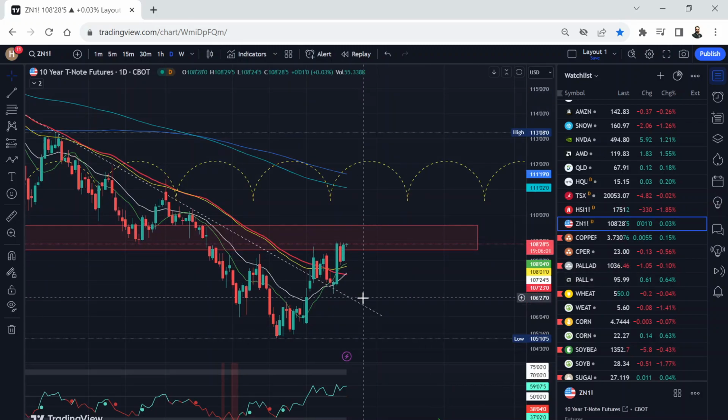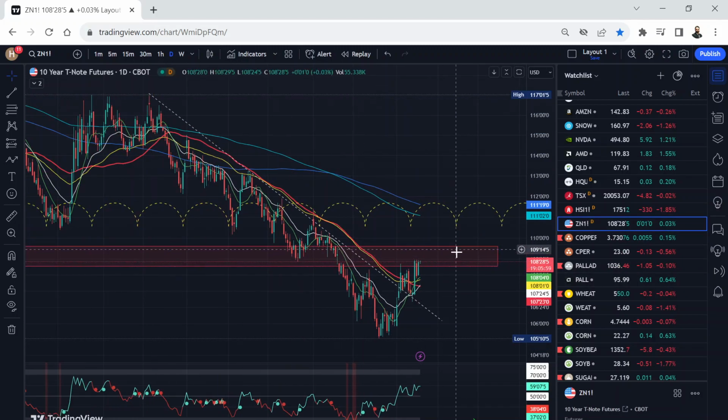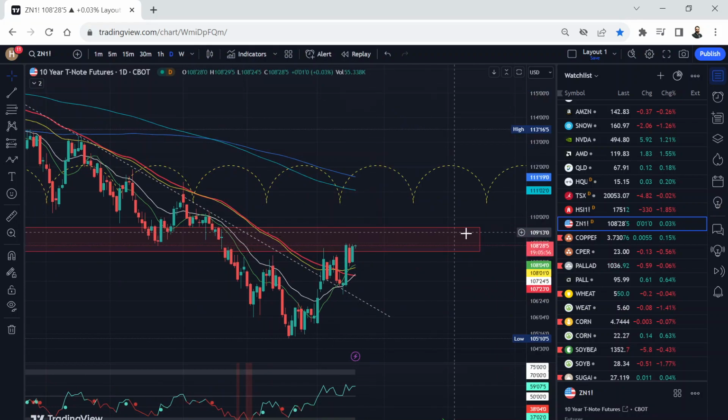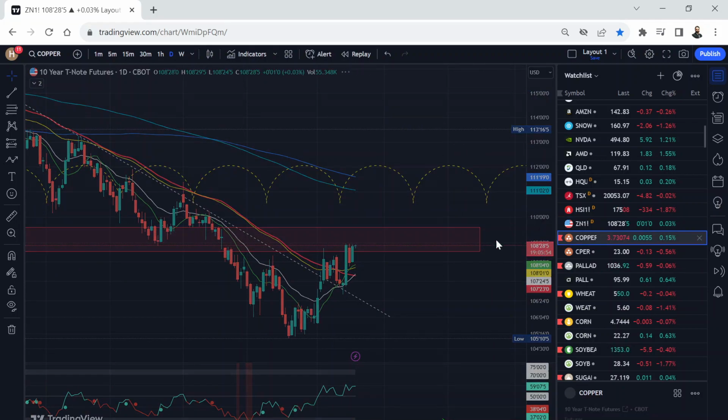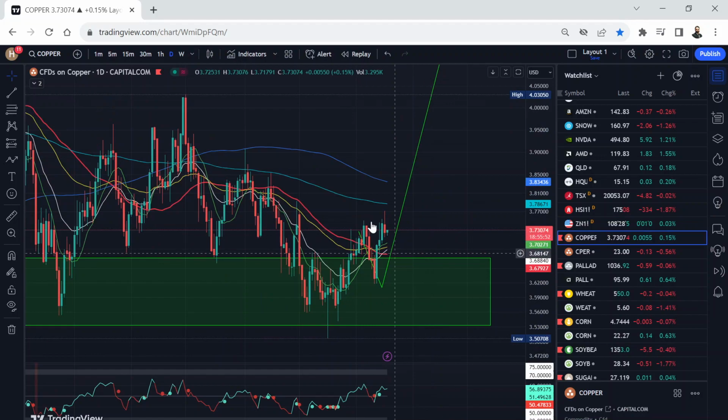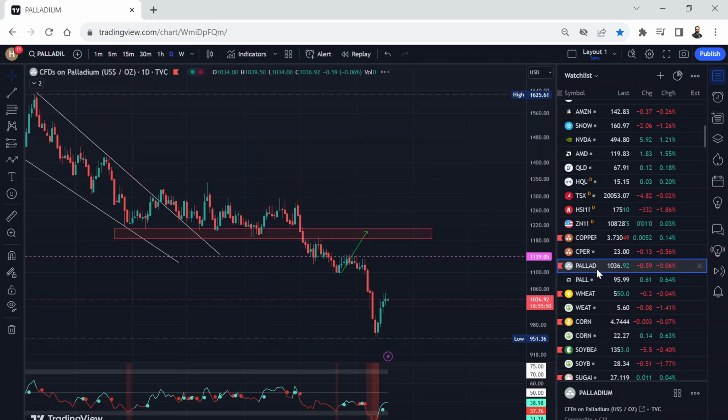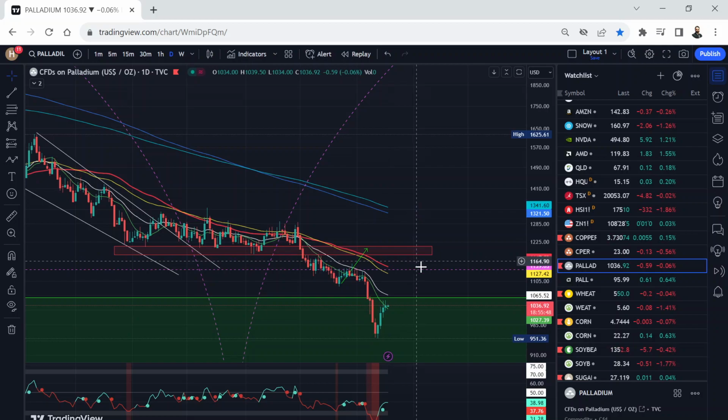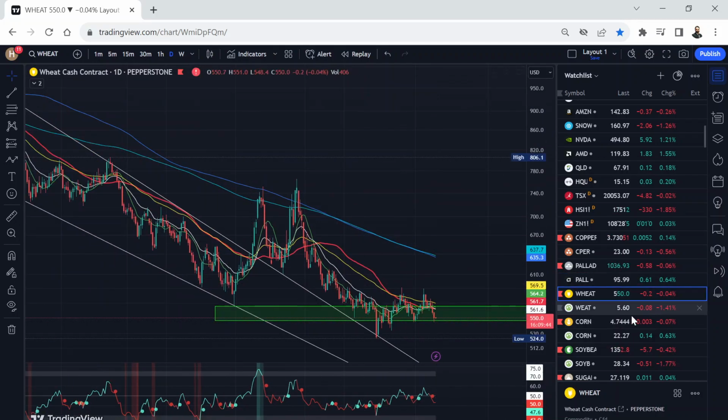Bond market, back on this resistance area, so nothing changed. It needs to break this resistance area to be bullish again. Commodities, copper, nothing, just came to the buy box and bouncing. Palladium trying its best. Next resistance is around 1140. Wheat in the buy range.